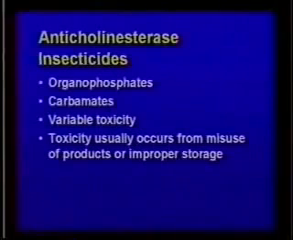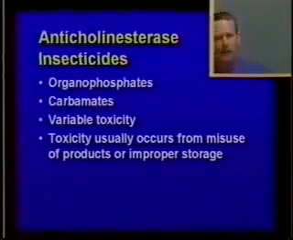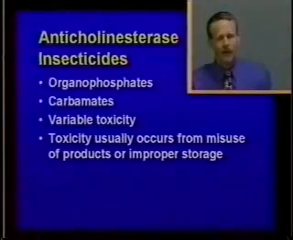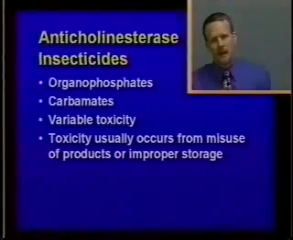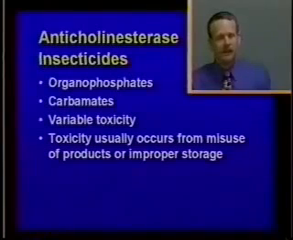The first subject we're going to cover is the subject of anticholinesterase insecticides. These are the organophosphate and carbamate insecticides. Organophosphates are derivatives of phosphoric acid. Carbamates are derivatives of carbamic acid.